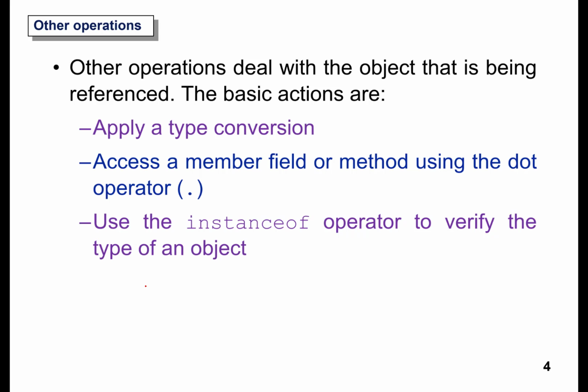And also another very useful operation is the instanceof operator to verify the type of an object. When we look at inheritance, we'll see that we may not know what the type of an object is. So it's useful to have an operator which verifies the type of an object.